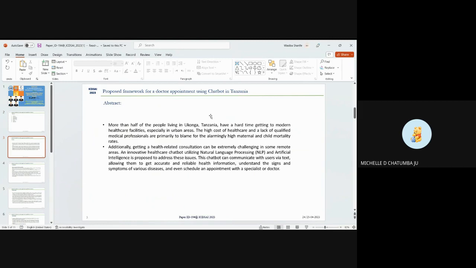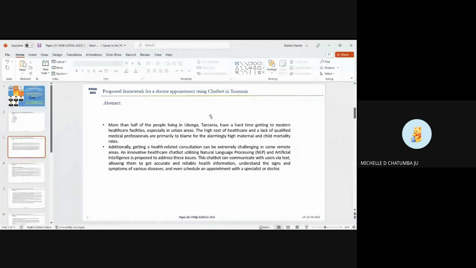In the abstract, more than half of the people living in Tanzania have had trouble getting modern healthcare facilities. In Tanzania, maternal and child mortality is very high and mostly caused by shortage of trained health professionals and high-cost health care, and in remote areas it is quite hard to find consultations with a doctor easily regarding health issues.